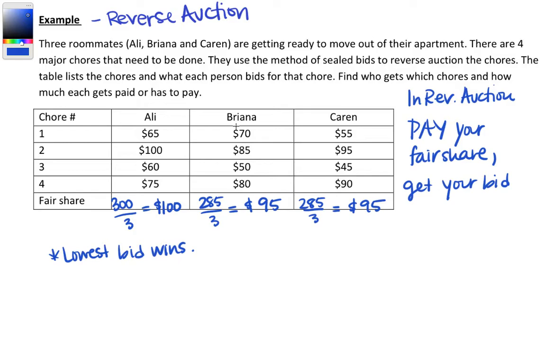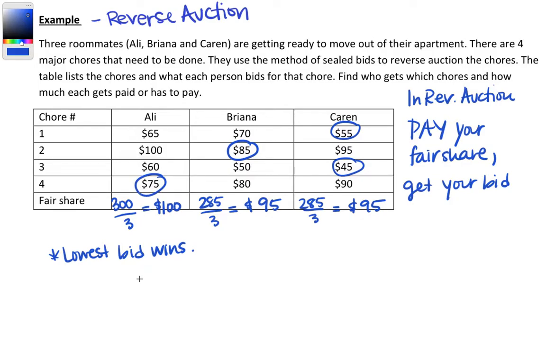So let's go through and determine who gets each chore. Okay, first chore, $65, $70, and $55. Karen has the lowest with 55. She's willing to do it for the least. Chore number 2, we see Brianna with 85 is the smallest amount there. Chore number 3, we've got 60, 50, and 45 is the lowest. Karen again. And chore number 4, 75, 80, and 90. We've got Allie with chore number 4.